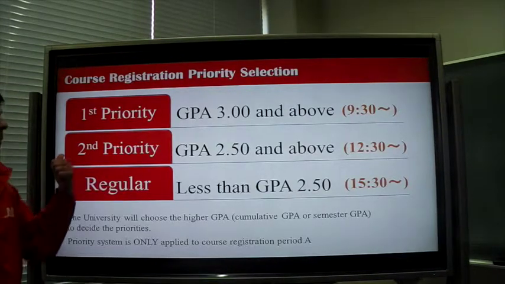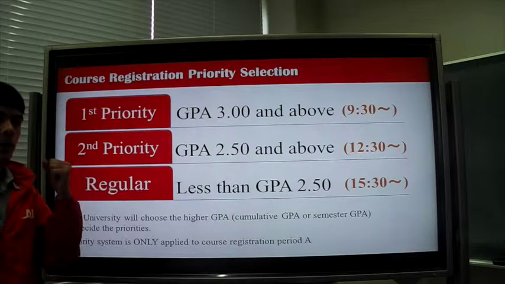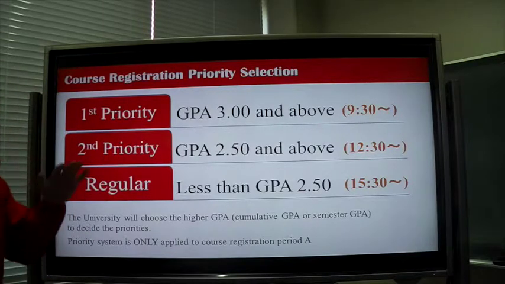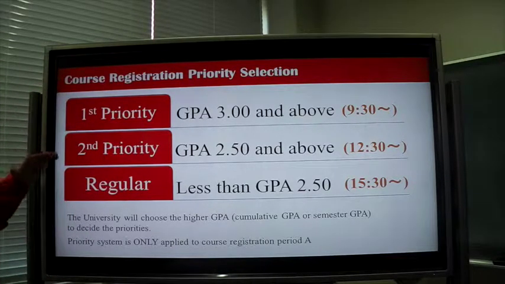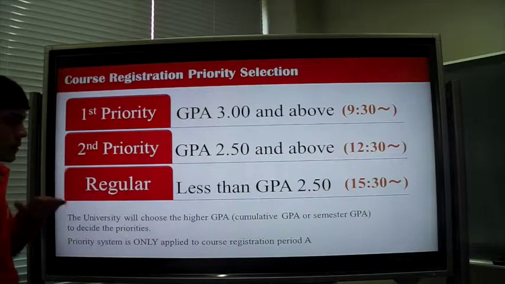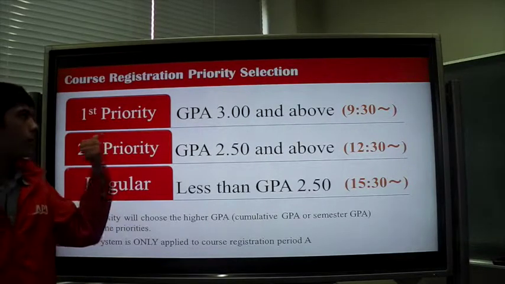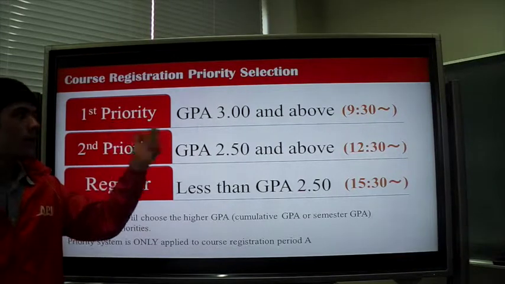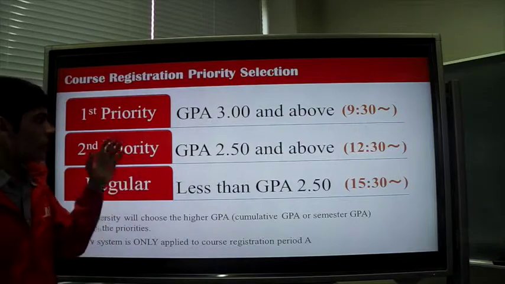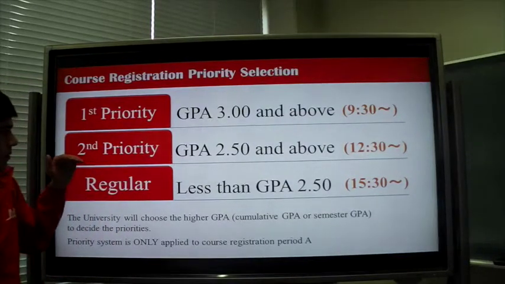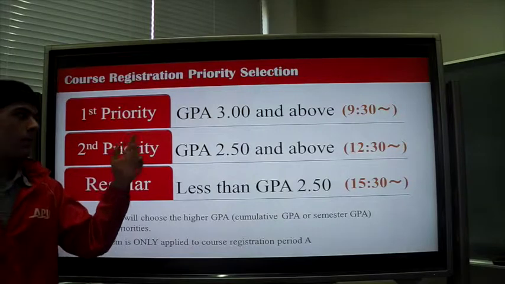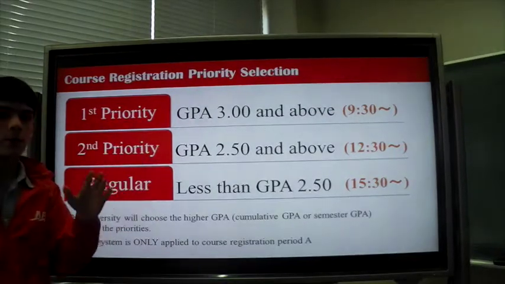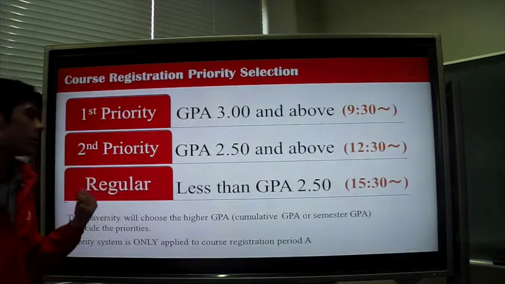And here we have the priority system for your course registration, and there are 3 levels: first priority, second priority, and regular priority. To be first priority, your GPA, which means grade point average, should be 3.3 or higher. For second priority students, the GPA should be between 2.5 and 3, but below 2.5, the student is counted as regular priority.